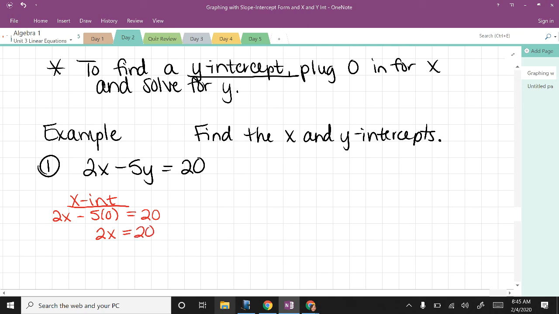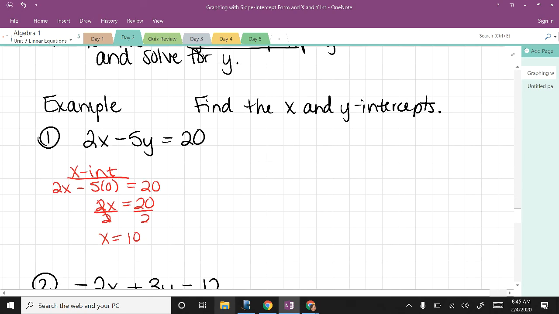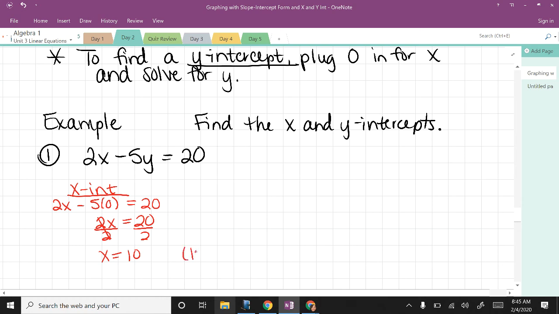Y'all with me? And then I divide by 2, and x equals 10. That means the point (10, 0) is my x-intercept, because that's on the x-axis, right? 10 is my x value. It goes in the x spot. So do we write our answer as an ordered pair or as x equals 10? Both ways.